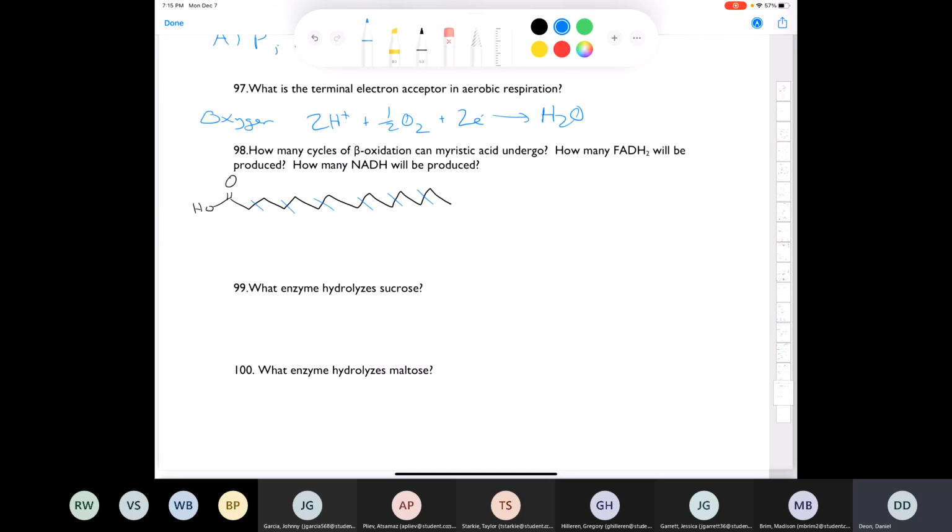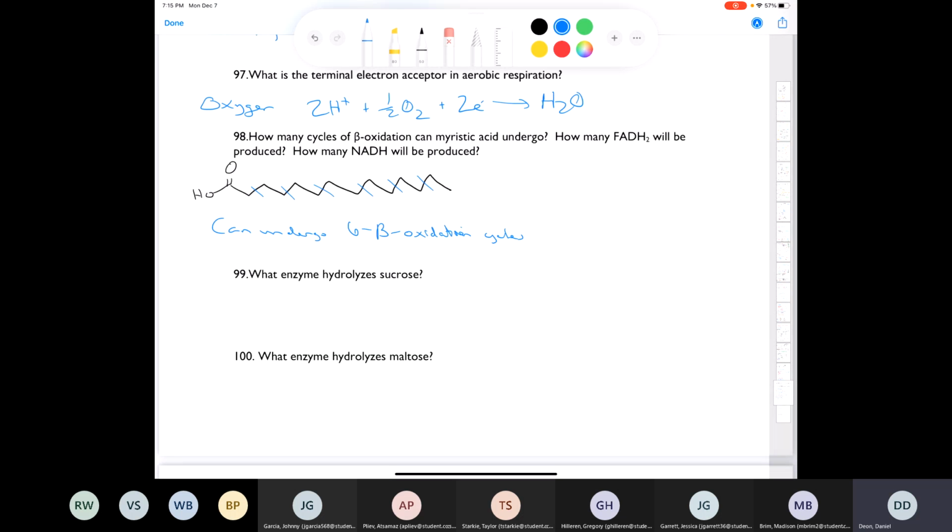6 times, yeah. So it can undergo 6 beta oxidation cycles, and then it's going to produce 7 2-carbon units, right? Look, you've got 1 here, 2, 3, 4, 5, 6, 7 2-carbon units. So that means you're going to make 7 FADH2s, and you're going to make 7 NADHs, okay? That's all it's asking us for.